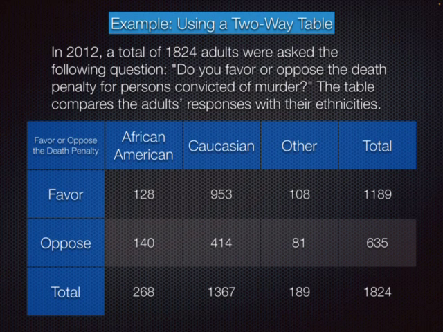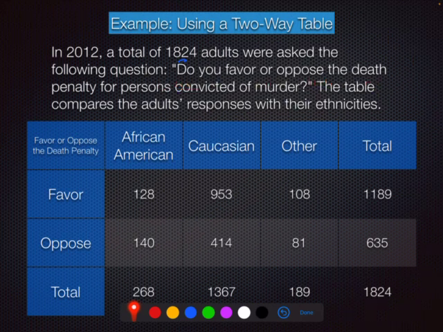We got another one here now. In 2012, a total of 1,824 adults were asked the following question: Do you favor or oppose the death penalty for persons convicted of murder? The table compares the adult responses with their ethnicities.